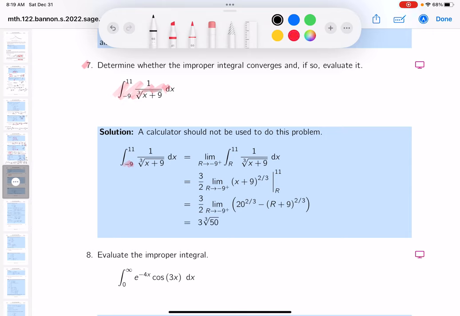So before you do anything, I want to claim to you that we have an interval up here from -9 up to 11, and we're approaching -9 from the right side. So the first thing to do is write the limit down, and you're going to say r approaches -9 from the right side. R goes here, 11 goes there, and then you get this over here.